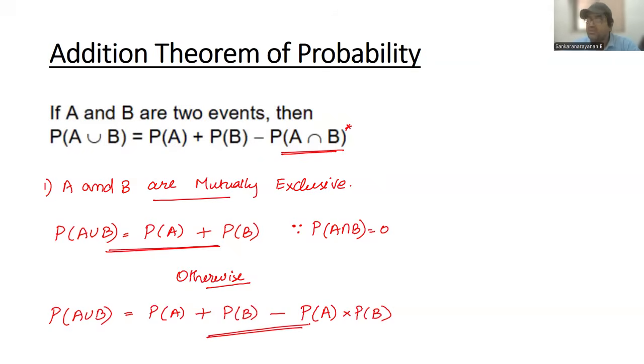The questions you may see: you will be given P of A union B, you will be given P of A, and then you will be asked to find P of B. Three elements are there, two will be given, one item will be missing. You may have to calculate that. In the same way, based on the application of this result, the addition theorem of probability, you can expect questions. But you should be aware of this result, so kindly make a note of it.